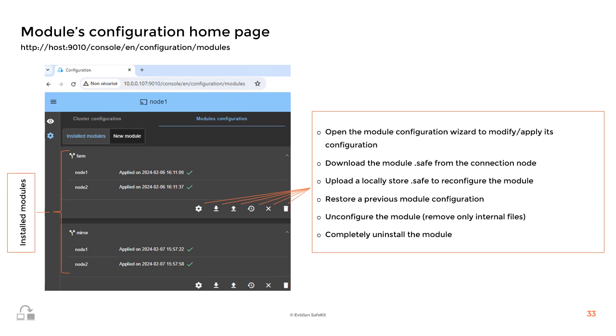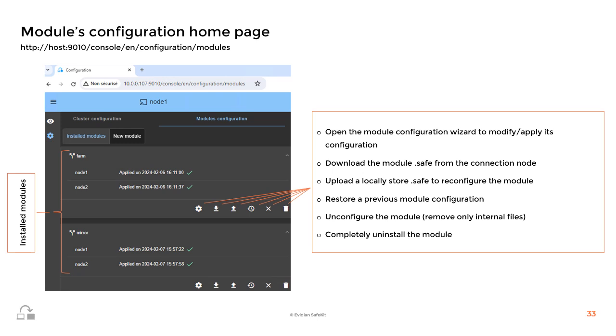The fourth icon allows you to restore a previous module configuration. SafeKit keeps a copy of the last 3 successful configurations on the node side. The fifth icon allows you to unconfigure a module without uninstalling it. The configuration files are kept for a later reconfiguration. The sixth icon allows you to completely uninstall the module. Before reconfiguring, deconfiguring, or uninstalling a module from the console, ensure you close any editors, file explorers, shells, or command prompts open in the module directory on the node side.